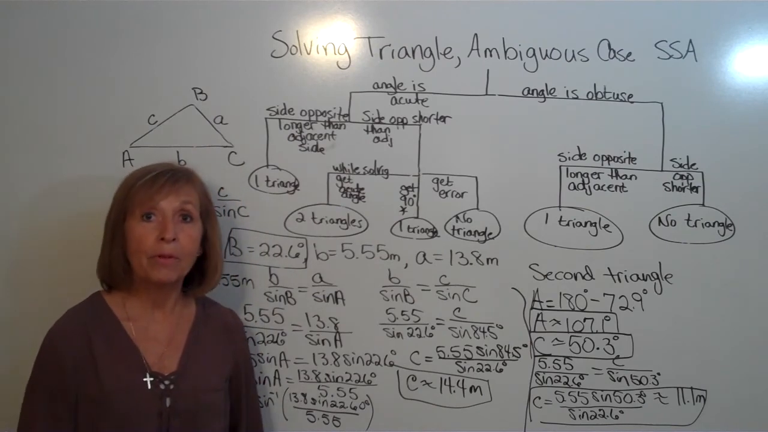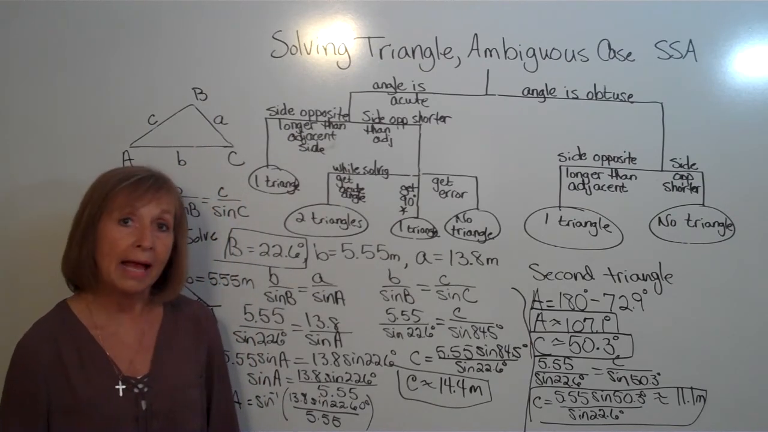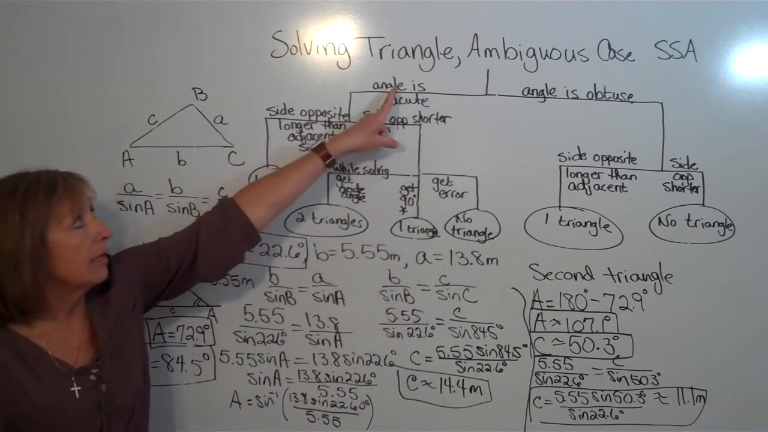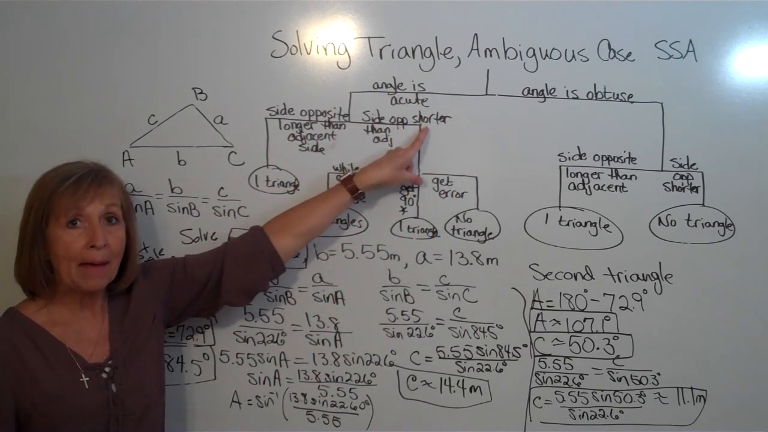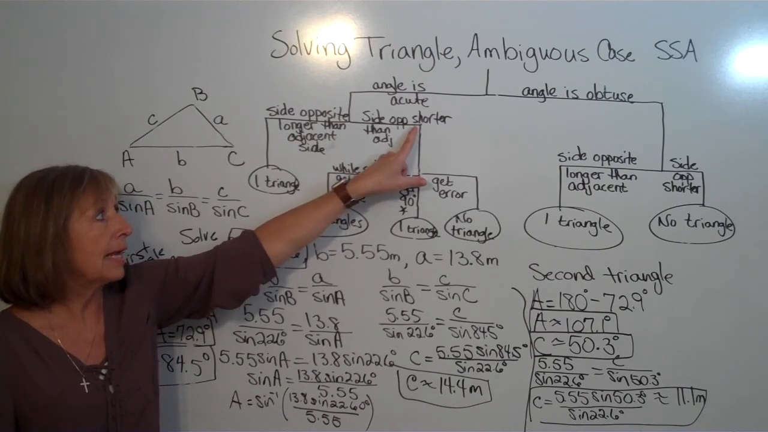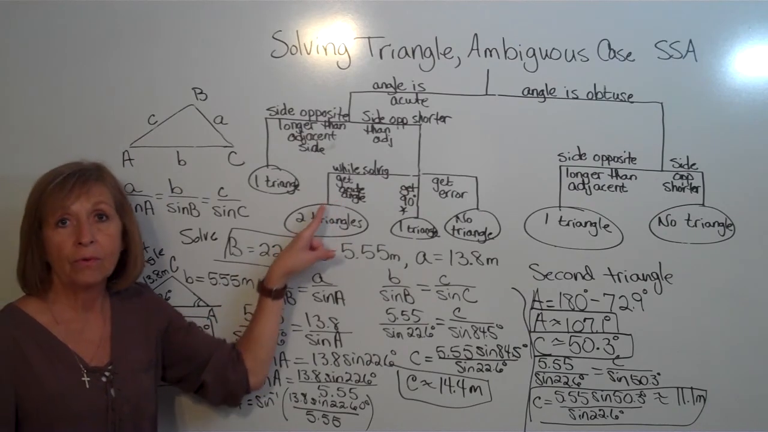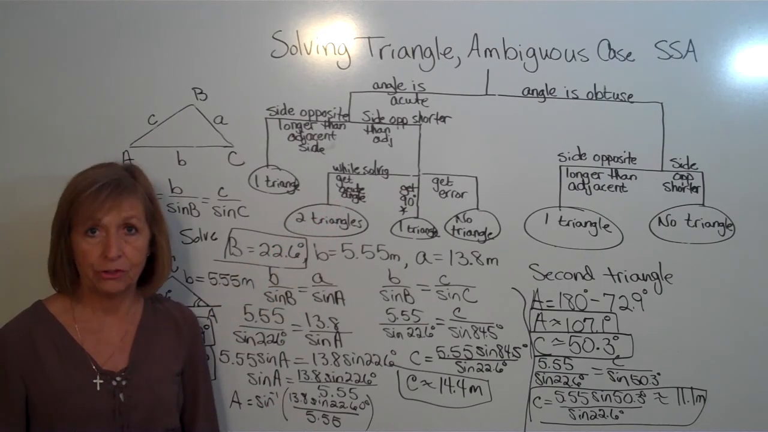So there's an example of a situation where you had the ambiguous case and you had an angle that was acute, the side opposite the angle was shorter than the side adjacent, and while I was solving it, I got an acute angle, so then I knew that I had two triangles.